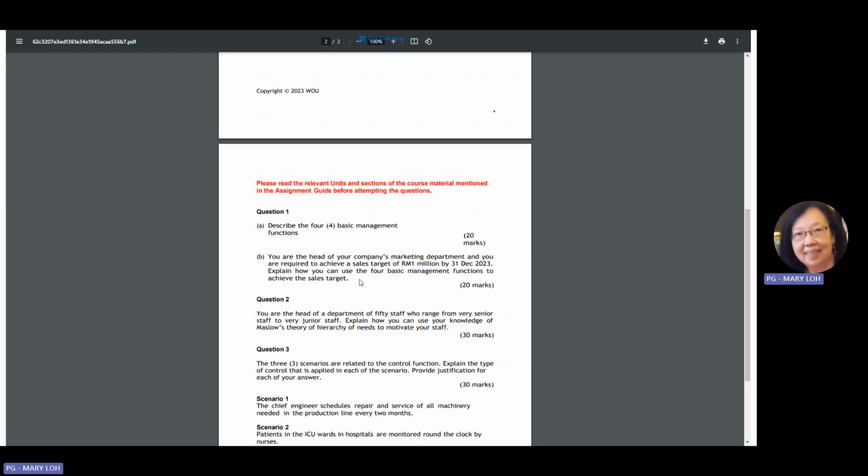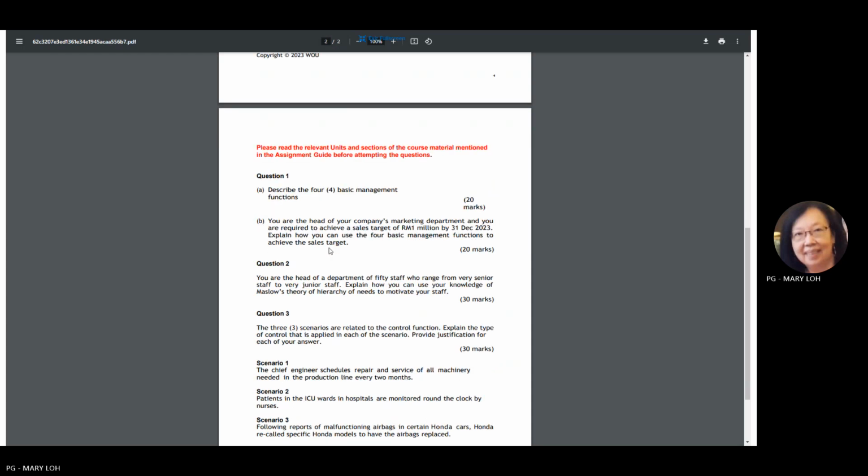Okay, but whatever it is, that is only 20% of the total marks. The assignment still carries a higher weightage. So you need to realize the importance of doing well for the assignment. Understand? Okay. Now let's look at the second question.